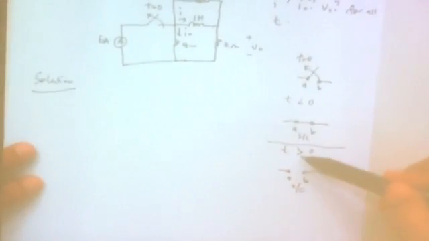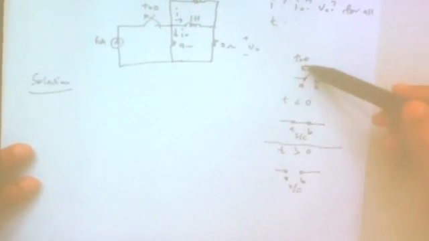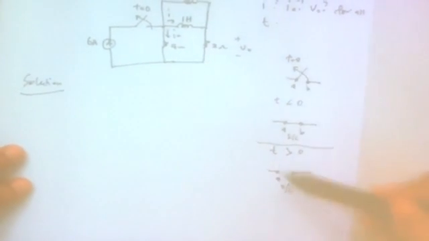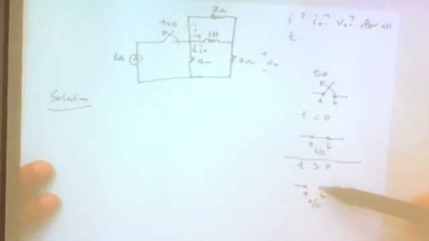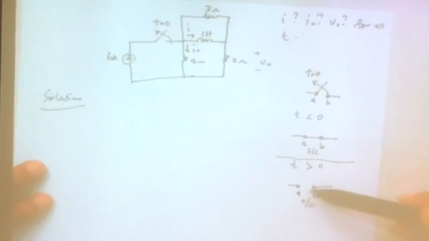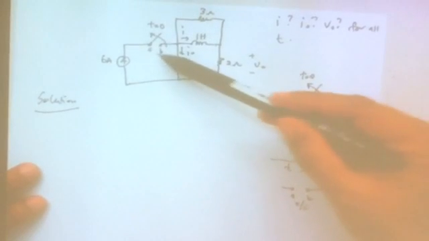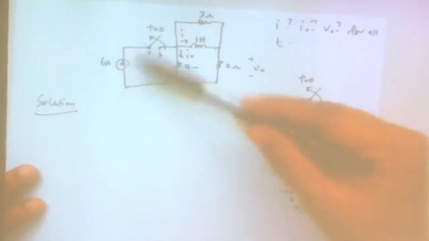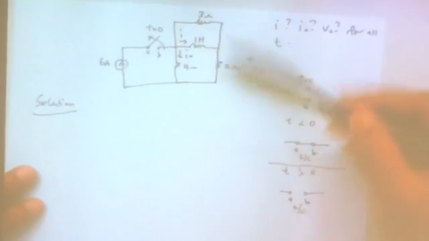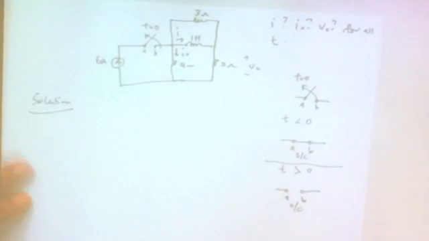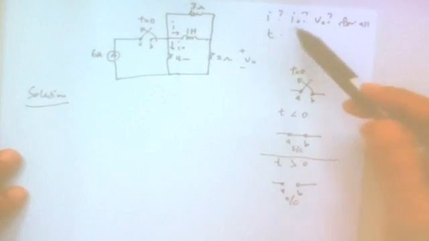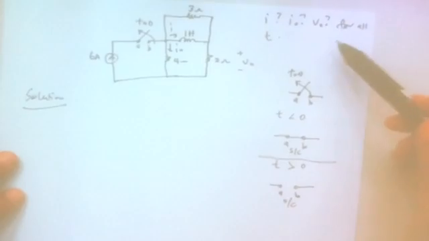Now, if t is larger than 0, the switch goes up and stays up. Therefore, it disconnects point A and B, and there's an open circuit between A and B, if this is point A and this is point B. So the 6 ampere source is disconnected from this part of the circuit. Now you are asked to determine what is I, I0, and V0 for all t.